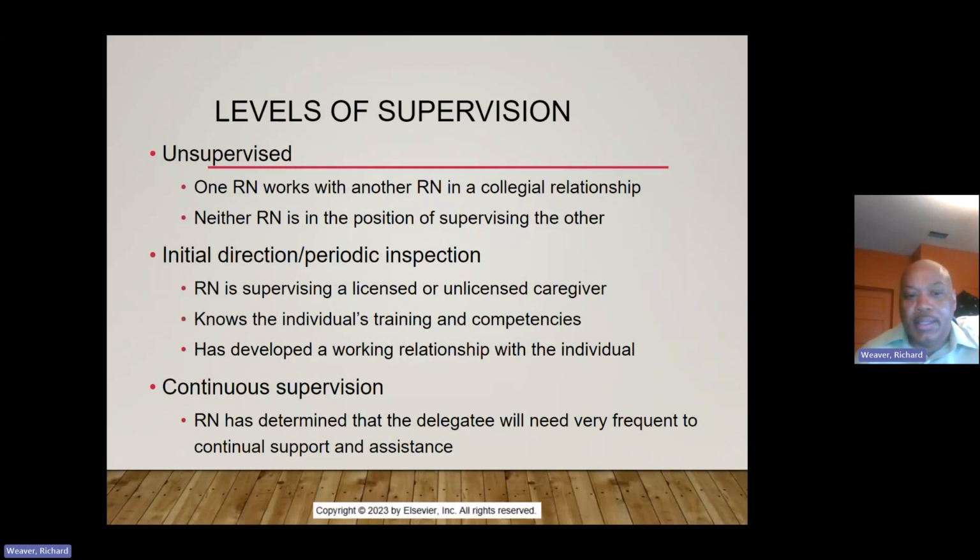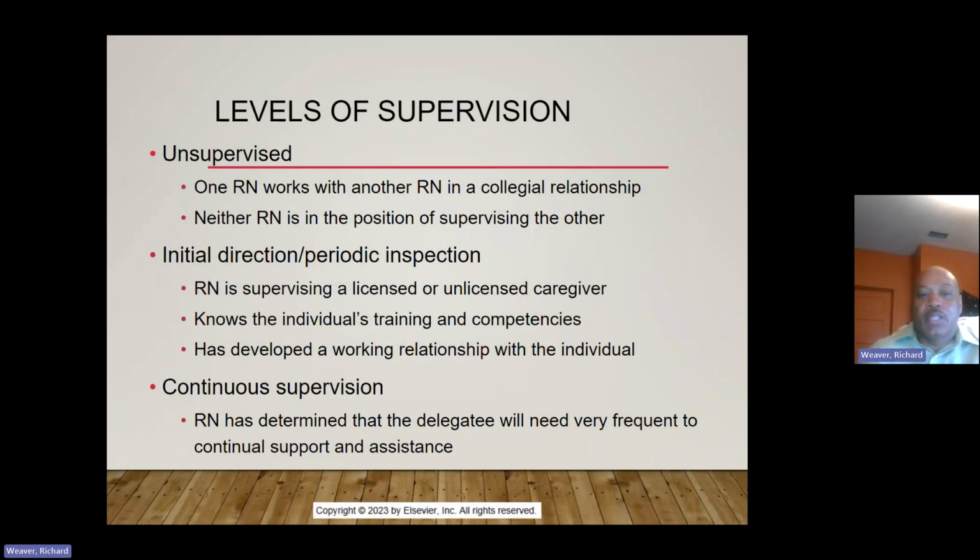As far as unsupervised, what that means is one RN is working with another RN in a collegial relationship, and neither RN is in the position of supervising the other. You're just co-workers working together, right? Now, each RN is responsible and accountable for his or her own practice or assignment. However, the RN in a supervisory or management position, for example, a team leader, a charge nurse, a nurse manager, as defined by the healthcare organization where you work, will be in a position to supervise other RNs.